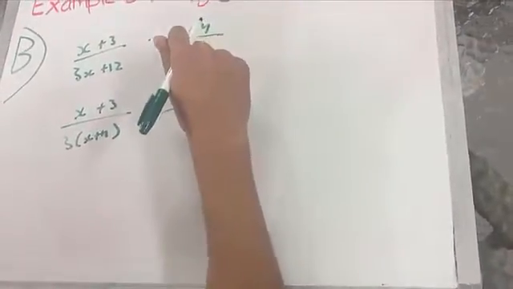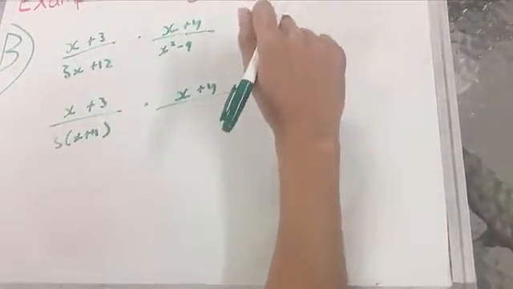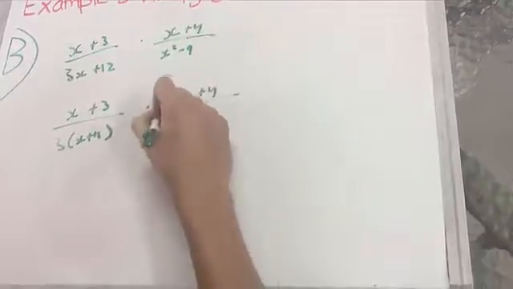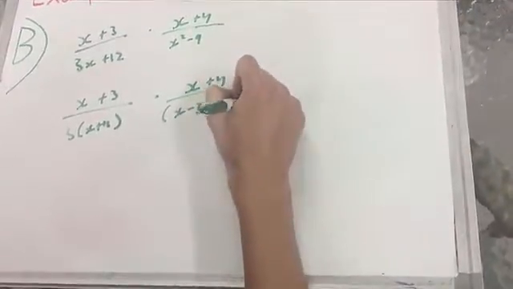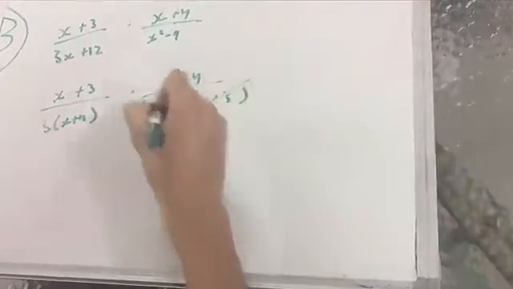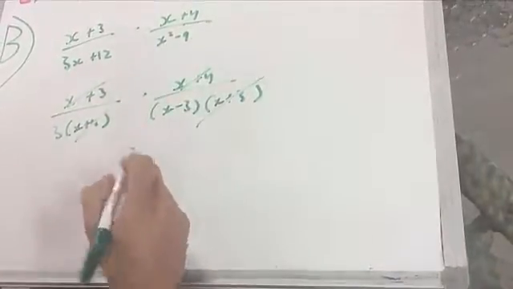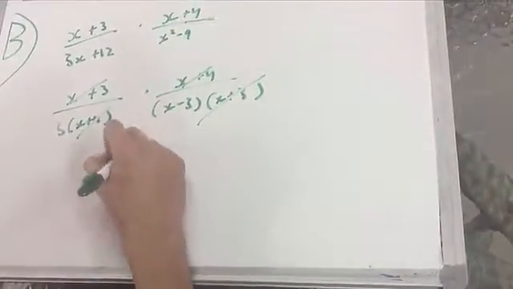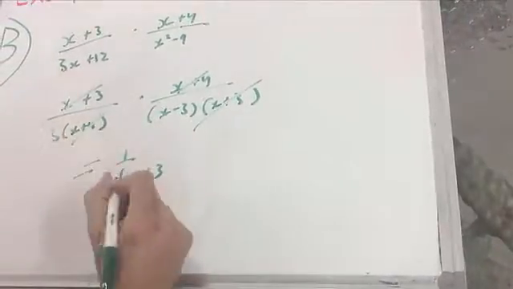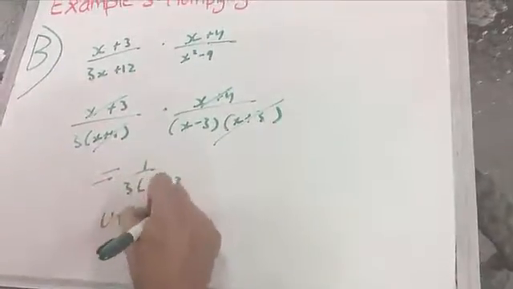to factor this. So we need to think of numbers that multiply to 9, which are 3 and 3, because 3 multiplied by 3 is 9. So it's going to be x minus 3 and x plus 3 in brackets. So now let's find the like terms. Here we have x plus 3, x plus 3, and here there's x plus 4, x plus 4. So what we have now is 1 over 3 times x minus 3, which is undefined at x equals 3.